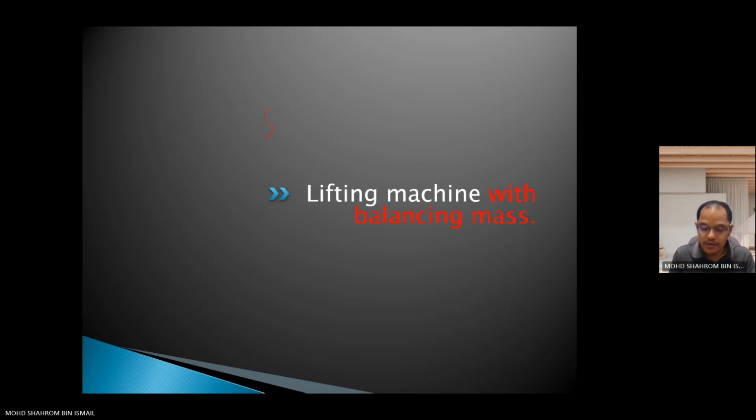Today we're going to continue with chapter one for the subject Mechanics of Machines. This time, I'm going to proceed with the topic of lifting machine with balancing mass. As we know, this chapter basically covers the hoist system. As I mentioned earlier, hoist has four situations. Situation one is ascending, situation two is descending, situation three is descending with a uniform velocity, and situation four is free fall. And lastly, what we are going to cover now is a lifting machine with balancing mass.